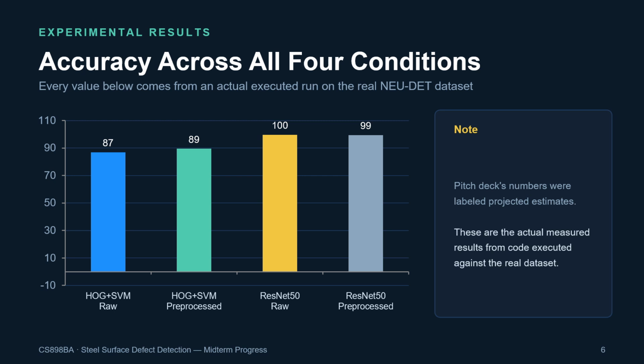However, the raw grayscale images perform slightly better than the custom pre-processed images in my experiments. Overall, these results suggest that pre-processing provides a greater benefit for the traditional HOG plus SVM model, while the pre-trained ResNet 50 model is already able to learn useful image features directly from the original images. So these findings provide a very good starting point for further experiments in the final phase of the project.